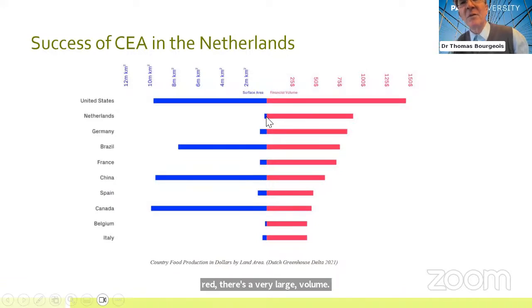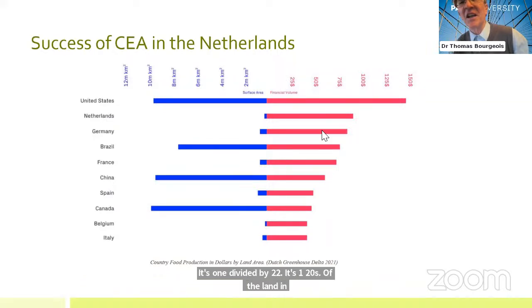That little blue, the number 2 here, this is the Netherlands. The Netherlands, that little blue line is the land in agriculture. It's 1 divided by 22. It's 1/22 of the land in agriculture in the United States.